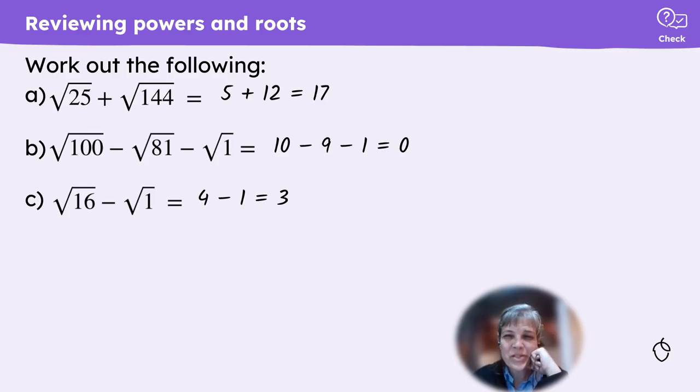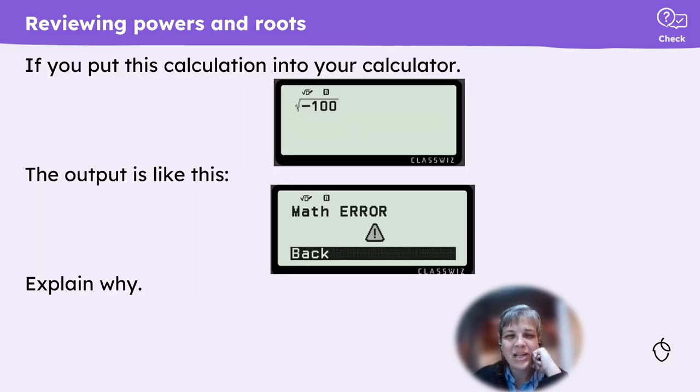Now with roots, there are a couple of things that we need to keep in mind. If you plug into your calculator the square root of minus 100, you're going to get an output something like this: math error, or cannot compute. Why is that? Why can't I take the square root of negative 100? If you want to pause the video, maybe one or two people can share. What do you think? Why can't we take the square root of a negative number?